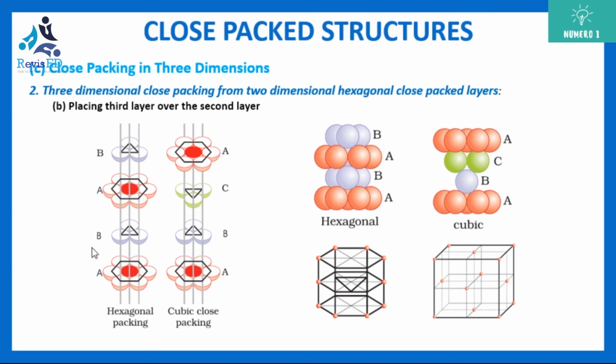So I think this diagram is clear. This is just the ABAB pattern. If you use the ABAB pattern, you get hexagonal close packing. If you put the ABC pattern, that is your cubic close packing. So this is another way of representing ABAB. This is your ABC, and it will go on.